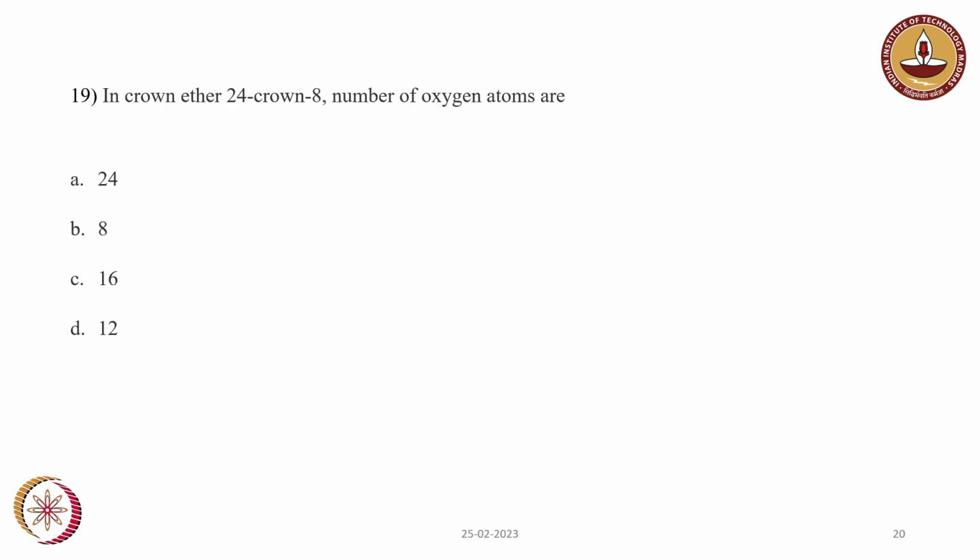And next one is, in crown ether 24 crown 8, the number of oxygen atoms: option A is 24, B is 8, C is 16, and D is 12. So crown ethers are numbered with the first number representing the total number of carbon and oxygen present in the system, that is C plus O, and the second number represents the number of oxygen. So in 24 crown 8, there will be 8 oxygen atoms, and we can draw the structure.